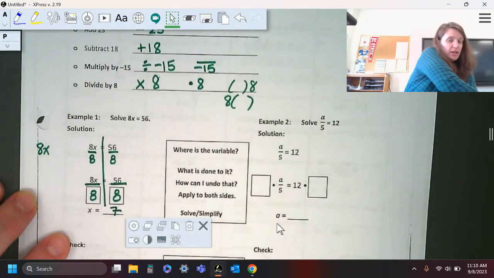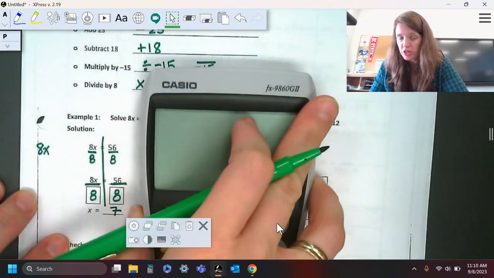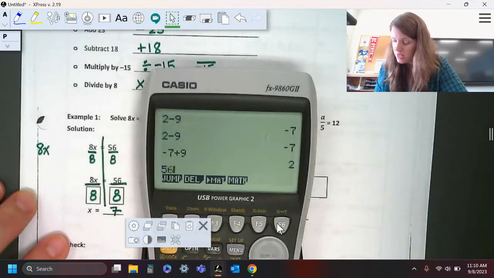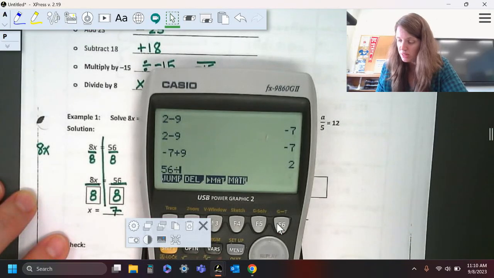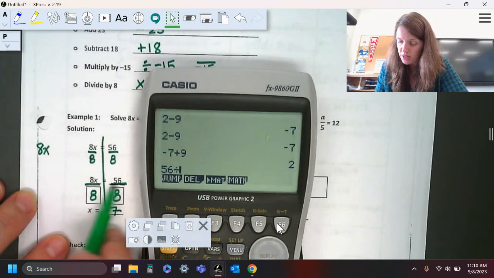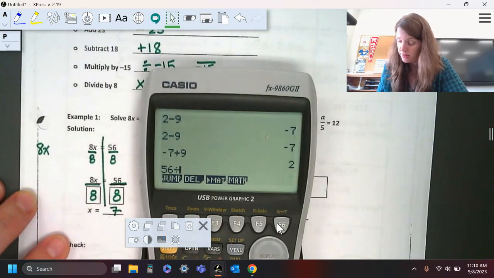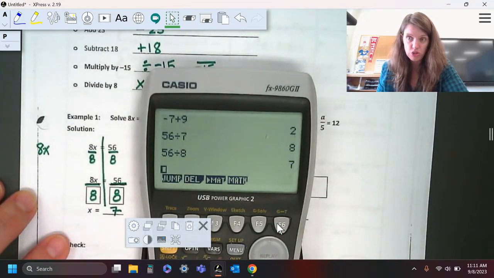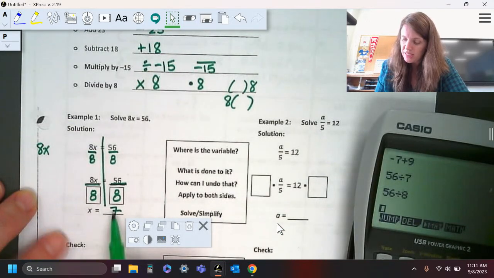But let's double check. Again, in your calculator, the way that you're going to type that is 56 divided by... okay? So the line that we see here, that's a divide symbol. Divide is this one. Divide by 8. 56 divided by 8 equals 7, right? Our solution was 7. So now I know x equals 7.